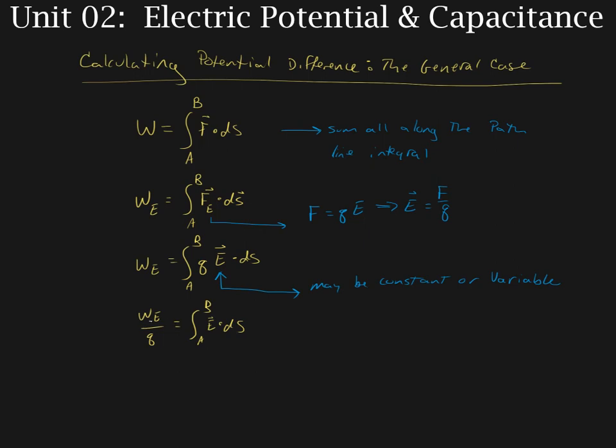All right, now we know that there's a relationship which exists between work and potential energy. So work is equal to the negative of the change in potential energy. And so instead of writing this as work, I'm now going to write it as potential energy. So we get minus delta UE over Q is equal to the integral from a to b of E dot ds.